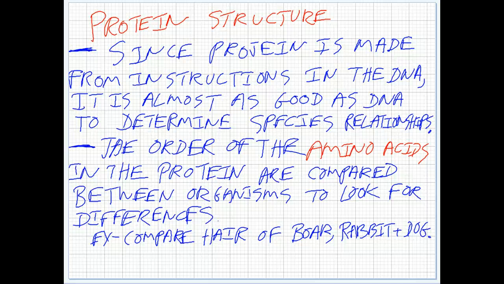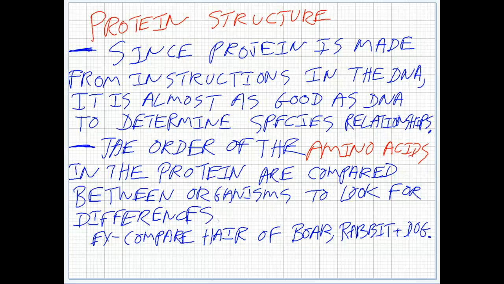Or we could compare the hairs of, say, a boar, which has very stiff hair, to a rabbit, to a dog, to a chinchilla. Of course, you can feel the difference in these hairs, and you will be able to see the difference in the protein structure if we compare the proteins in the hair of these different types of animals.